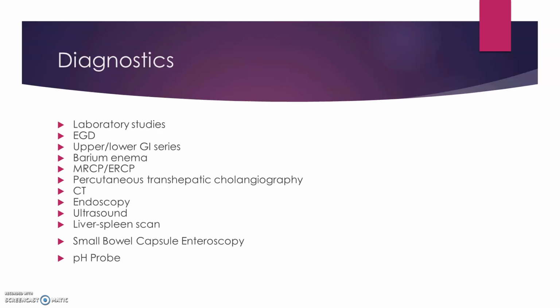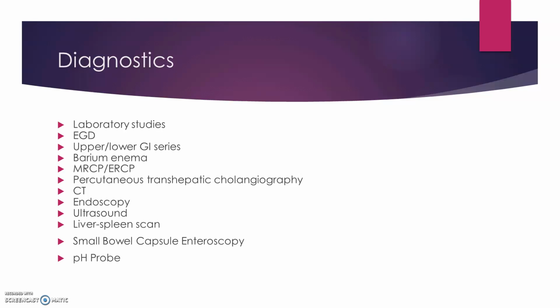Diagnostic tests that we can be doing for the GI system includes laboratory studies such as liver enzymes, EGDs, which is a scoping procedure, upper and lower GI, which you guys will see hopefully in endo, barium enemas to look and see at the structure, MRCP, which is magnetic resonance, versus ERCP, which is endoscopy, so that's taking a scope. And what you're doing there is you're looking at the biliary tree. We can do percutaneous transhepatic cholangiography, which, once again, it's through the skin and looking at the blood flow.